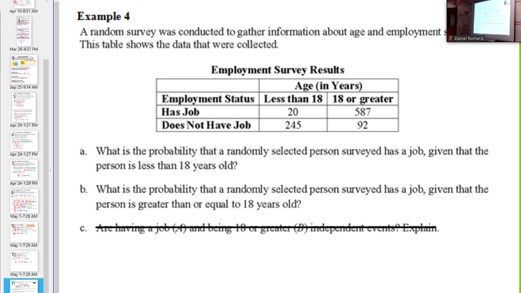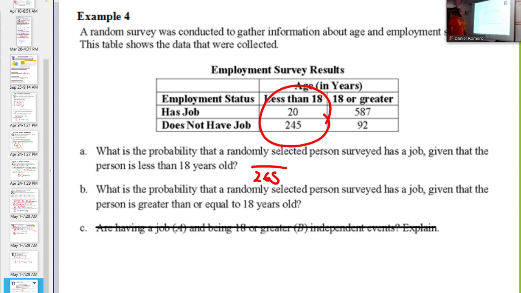A random survey conducted to gather information about age and employment. It looks like I have not done the margins for you, so we might have to end up doing the margins, but at least it's not as big as the last one. What is the probability that a randomly selected person has a job given that the person is less than 18 years old? So if they're less than 18, how many people are less than 18? 265.